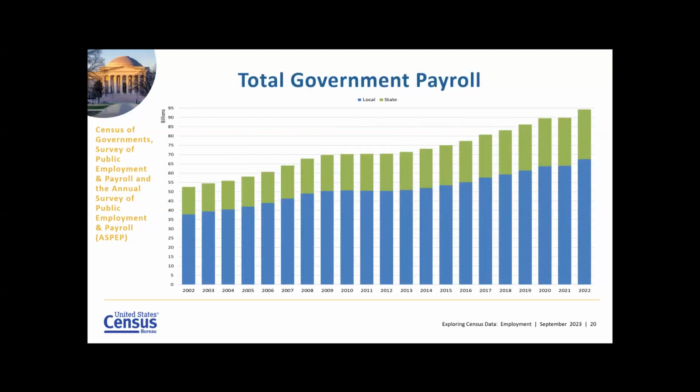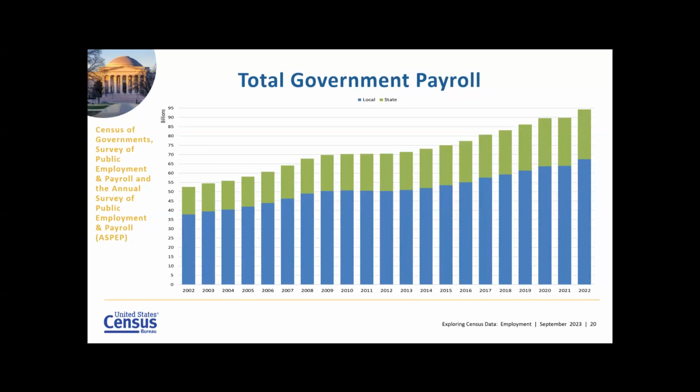Next up, a similar type of chart, but this time for total government payroll. Again, blue is local level governments, green is state level, showing you the same time frame, and this is in billions of dollars of payroll. Again, the local level payroll makes up the majority in every year.